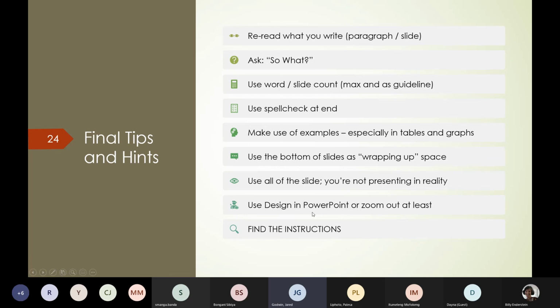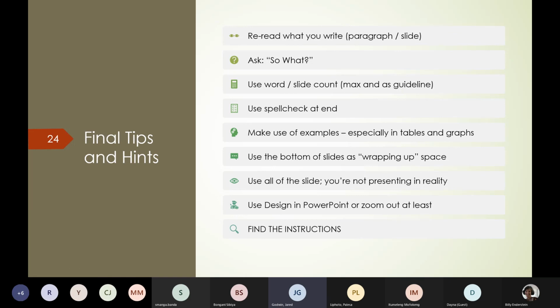But you can use templates at least, and you saw how easy it was to put in blocks and change the shading of it so that it's transparent. But zoom out at least. So that's that bird's eye view that I mentioned. You just click on that slide sorter view and just look at your slides.